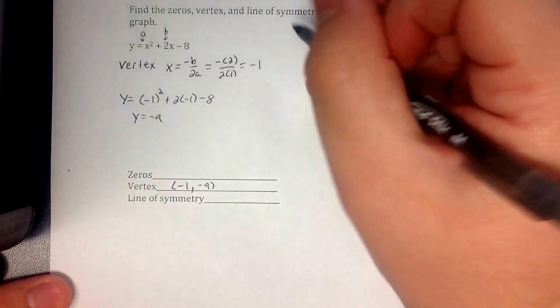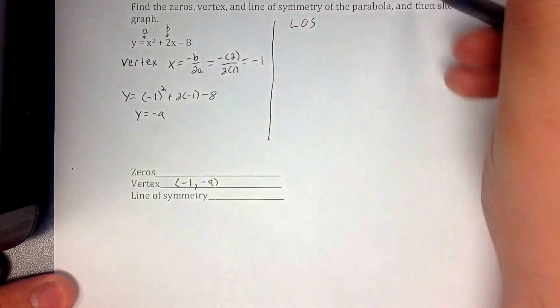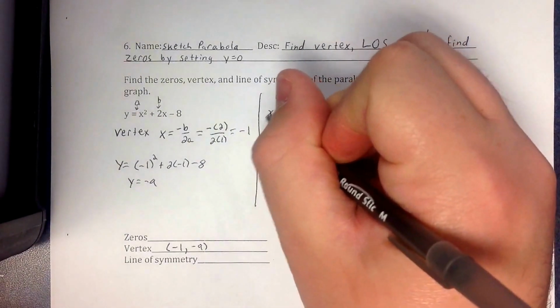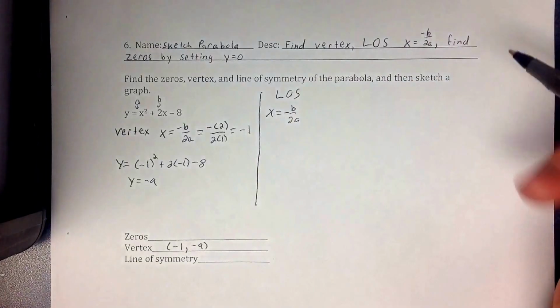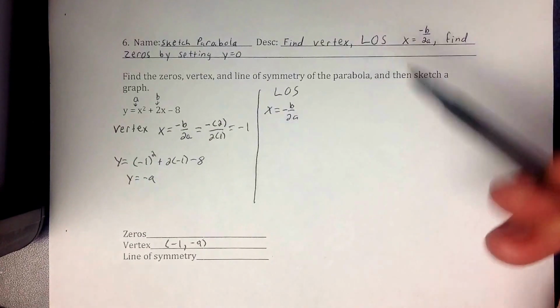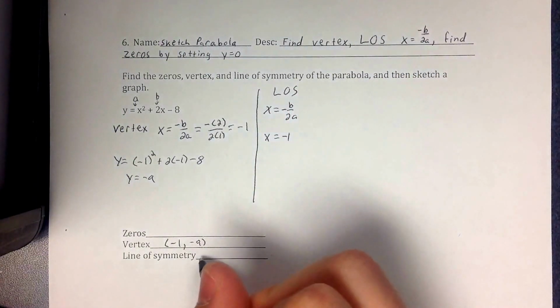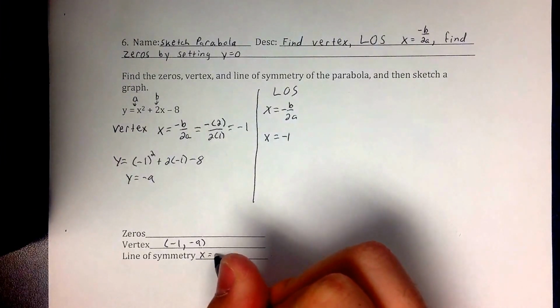Now the line of symmetry, we got in our description up here, the line of symmetry is x equals negative b over 2a. Well, we've already got that. We've already found out what negative b over 2a is, and that's negative 1. So my line of symmetry is x equals negative 1.